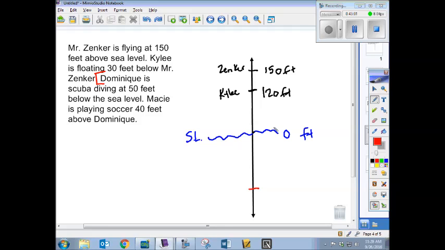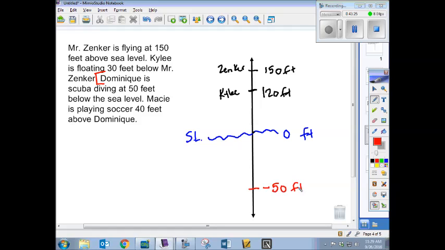Okay, so what is that? What number would that be on the number line? Right, you guys hear that? A lot of people would say that she's up here. Well, ask yourself for a minute: is Dominique going to be able to be scuba diving at 50 feet? Ooh, that's not possible. Well, scuba diving here. Exactly. So, we know that Dominique is going to be at negative 50 feet.